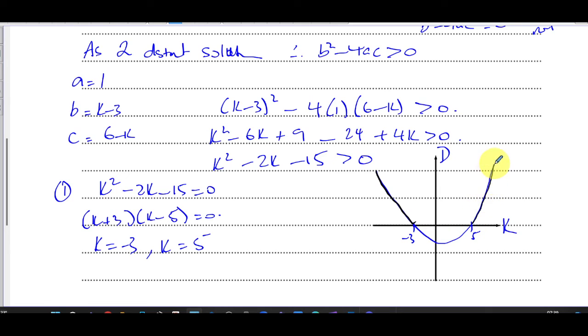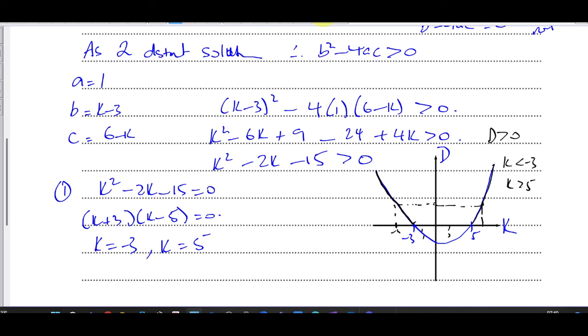That section over there. When k has a value, for example, of -4, the discriminant is going to be a positive value. When k has a value, for example, 6, anything more than 5 here, it's going to have a positive value. And when k has a value which is somewhere between -3 and 5, the discriminant will be negative. So the discriminant is greater than 0 when k is less than -3 and when k is greater than 5.